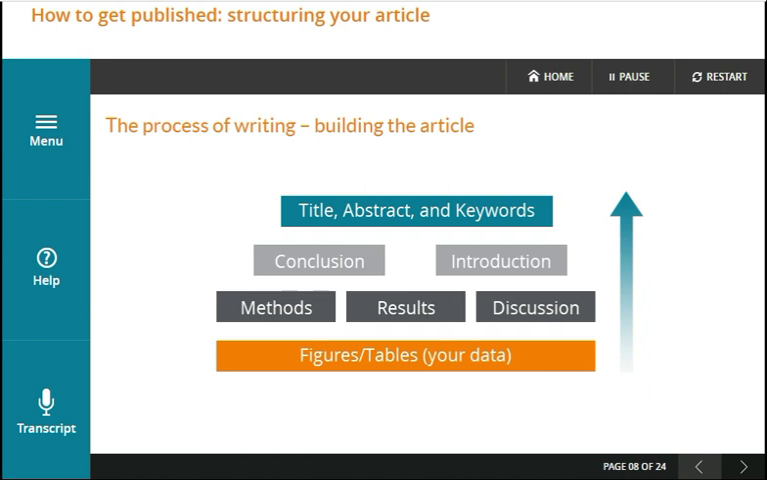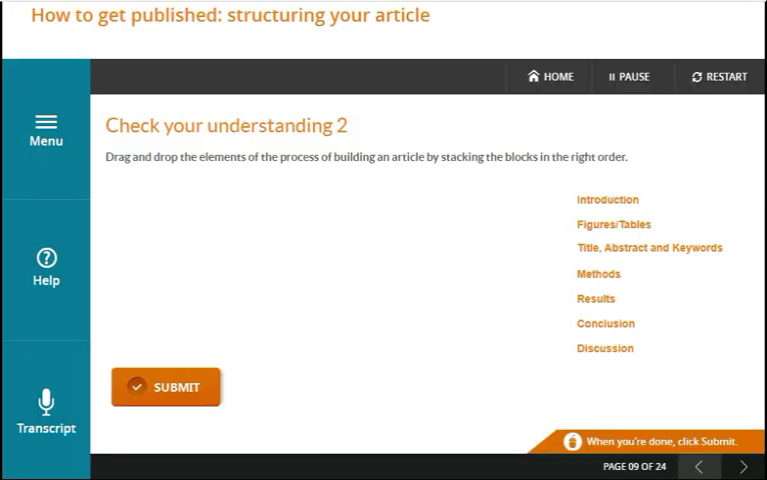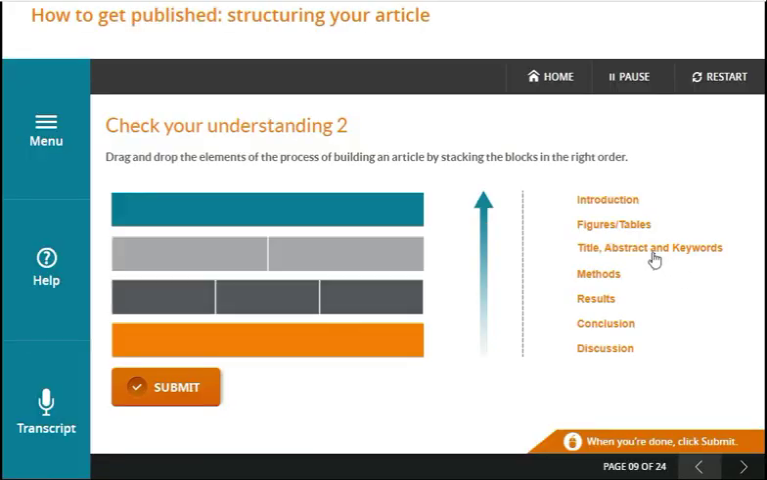Then you write the introduction, as to where your work fits into the field as a whole. Finally, you write the title, abstract, and keywords. This process of building the article is easier, more logical, and more effective than trying to write an article in the sequence it is read. Drag and drop the elements of the process of building an article by stacking the blocks in the right order.